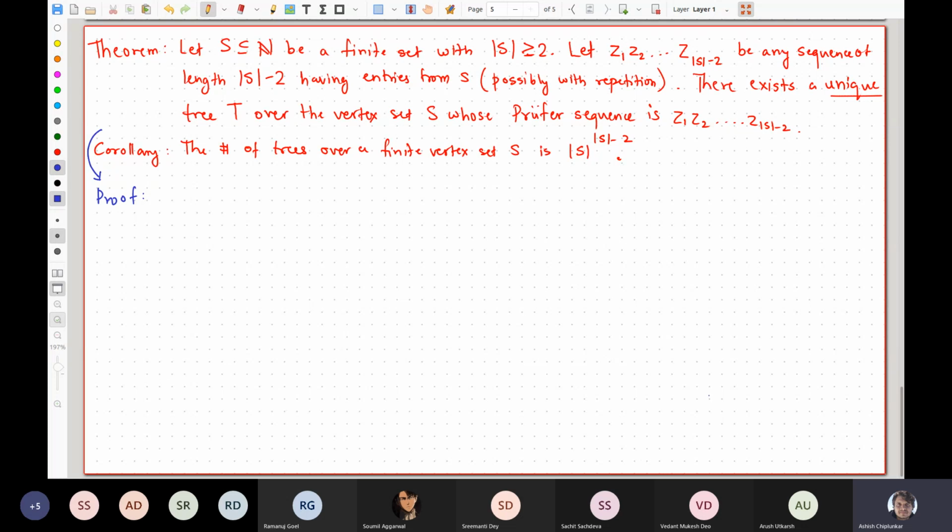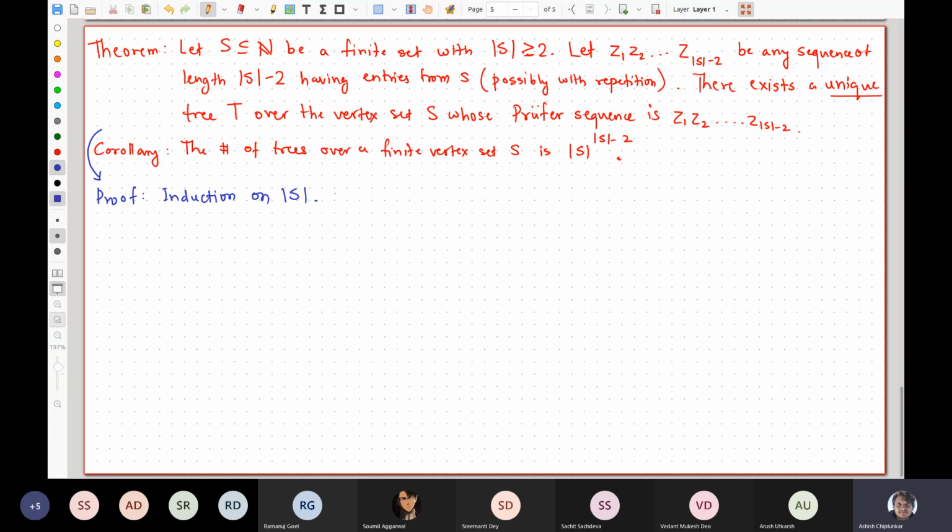Right, so how do we proceed? Let's go by induction on size of S. Remember that we are allowed to use induction on size of S because S is a finite set. If we were trying to prove something about possibly infinite sets of natural numbers, you just couldn't have used induction on size of S. That would not have been sufficient.